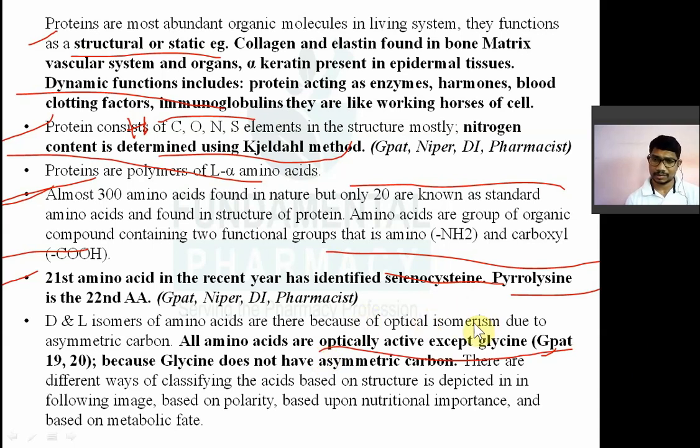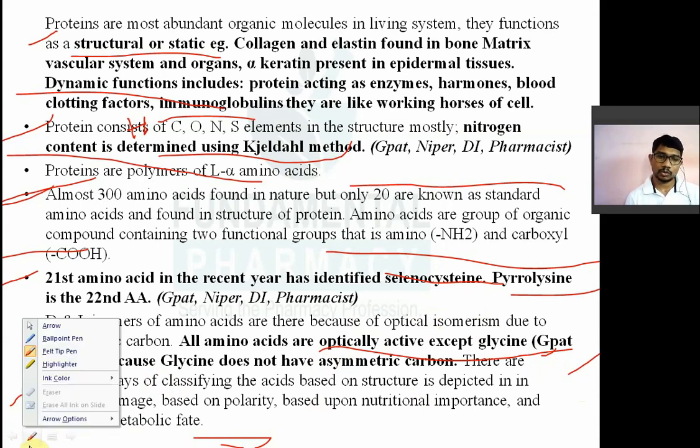Based upon their structure, they are classified based upon their structural features. Based upon their polarity, they can be classified. Based upon nutritional importance, they are classified as essential, semi-essential, non-essential. Based upon the metabolic fate, they are classified as ketogenic amino acid, glucogenic amino acid, or both glucogenic and ketogenic amino acid. So these things are important from this slide. इसके ऊपर क्वेश्चन 100% आता है, आपको पूरा अभी क्लियर करो, बाद में पढ़ने की ज़्यादा जरूरत नहीं, बाद में सिर्फ रिवाइज करो.